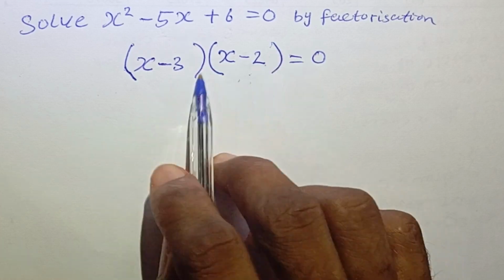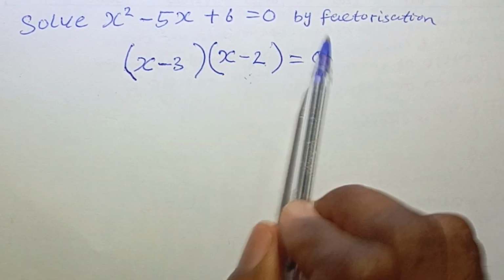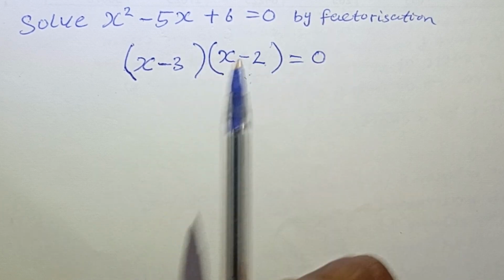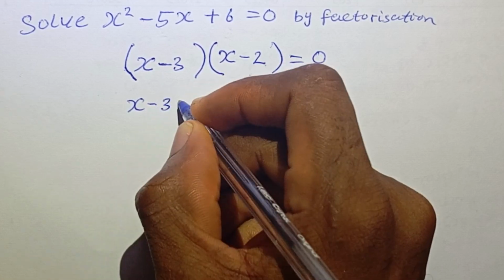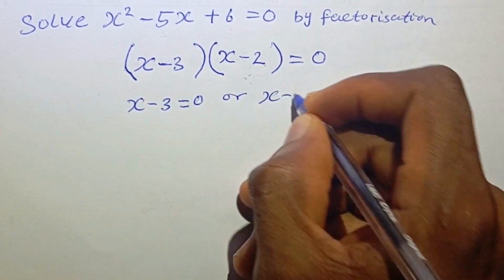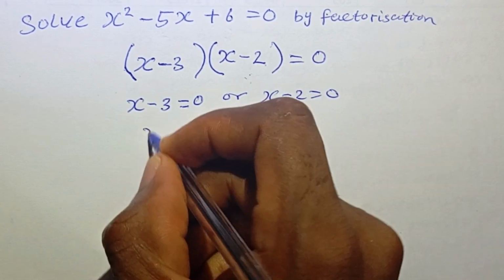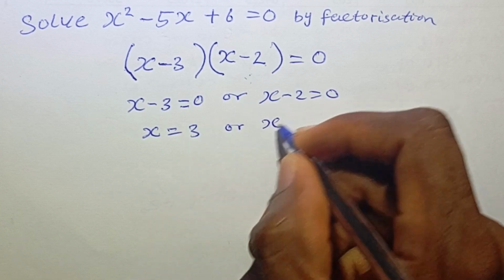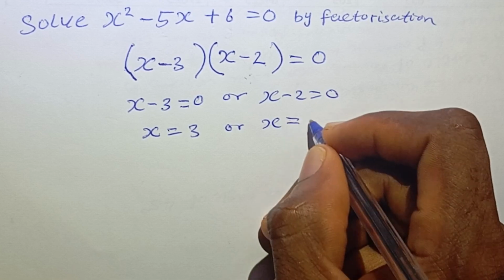You say if you multiply two numbers and then you have 0, it's either the first one is 0 or the second one is 0, or the two of them are 0. So you just take this one and say, okay, it's either x minus 3 is 0 or x minus 2 is 0. Then if x minus 3 is 0, automatically x is equal to 3. And also if x minus 2 is 0, automatically x is equal to 2.